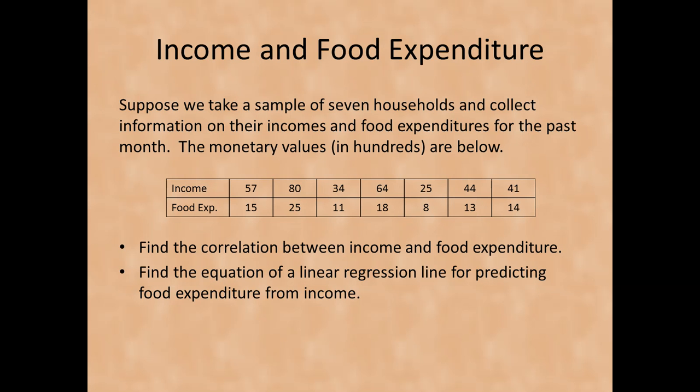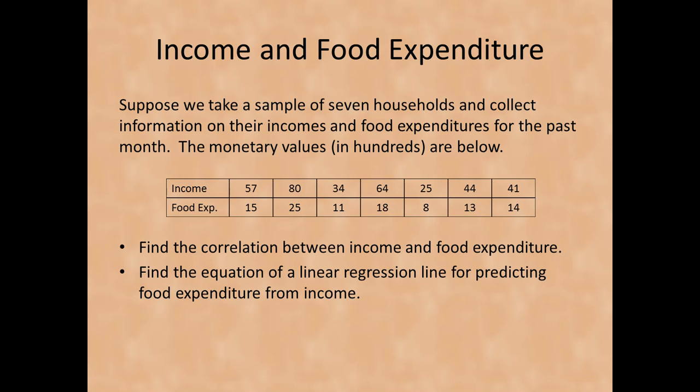We have the income and food expenditures for a month for 7 households there in the data table. There's our sample data where we have 2 measurements on each of 7 individuals. We're going to find the correlation between the 2 variables, and then we're going to find the equation of a linear regression line for predicting food expenditure from income.